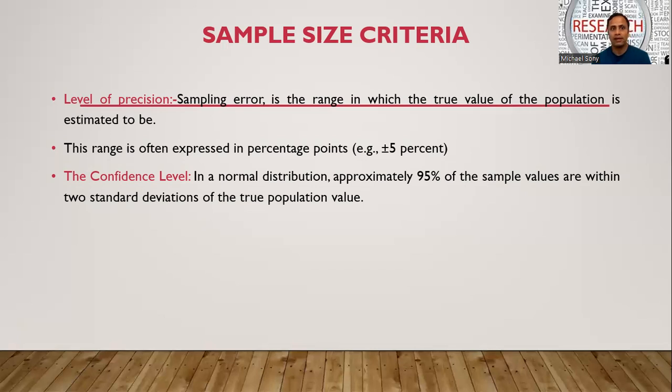And the second one is the level of precision. How precise is the sample parameter relative to the population parameter? What is the permissibility of error? Usually, here also we keep it between 3 to 5%. So the level of precision and the confidence level are the two parameters which we use in estimating the sample size.